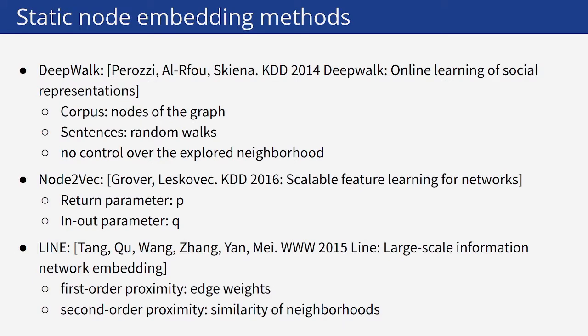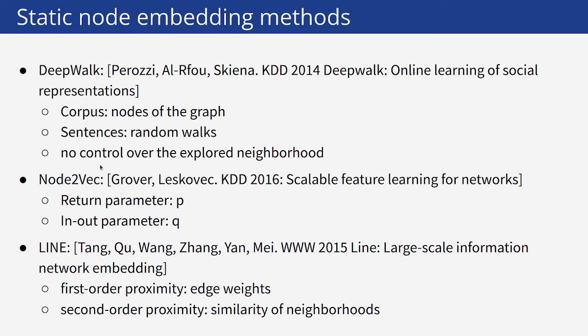Before moving on to node embeddings designed for graph streams, we would like to introduce a few static methods that we used as baseline in our experiments. Let's start with DeepWalk. It is one of the first random walk-based node embeddings, and it is the extension of Word2Vec for graphs. Here, the corpus is the nodes of the graphs, and the sentences are the generated random walks.